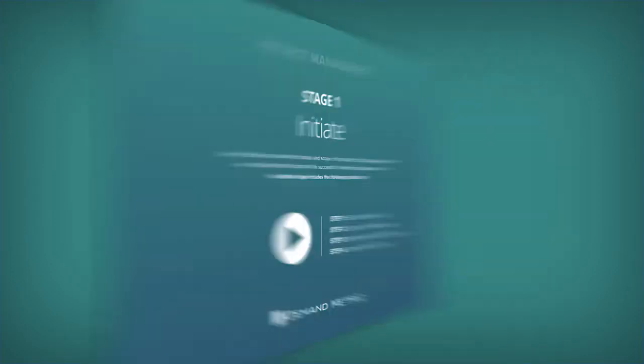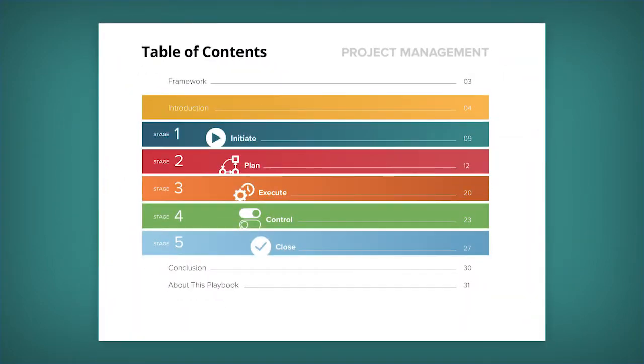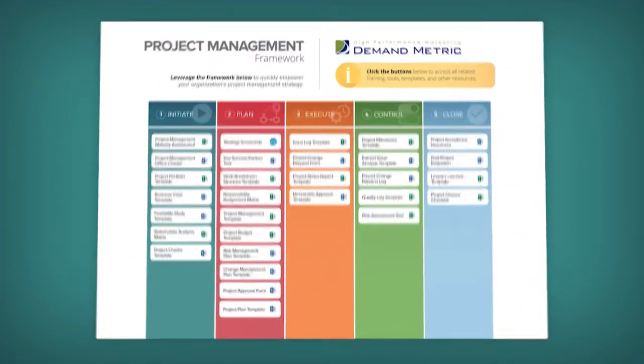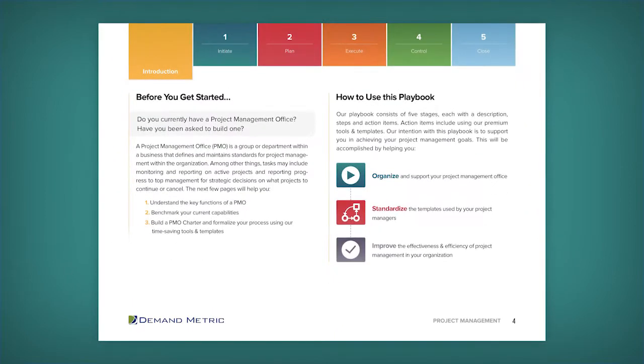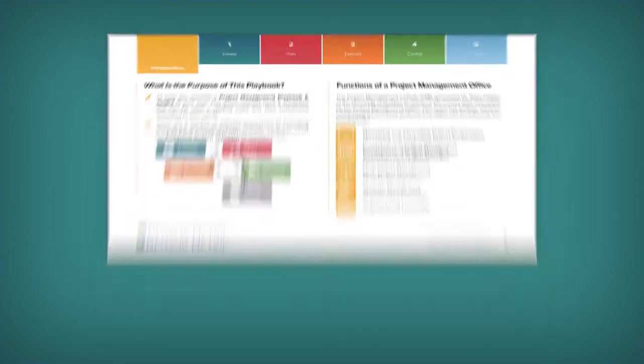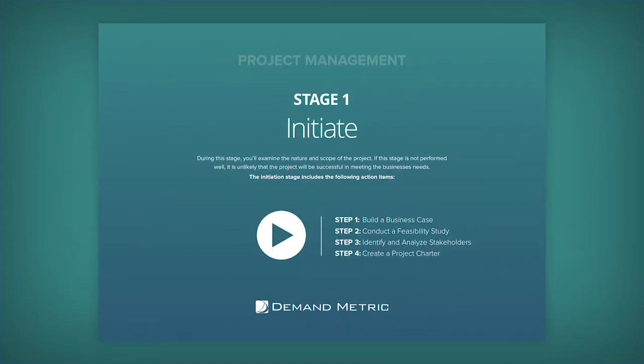Use this step-by-step playbook and set of premium tools and templates to create a comprehensive approach to project management. Each playbook begins with a table of contents and a framework for quick reference to the tools and templates highlighted throughout this step-by-step guide. Our playbooks are filled with links to our practical modern marketing tools, templates, and training, which are organized stage by stage, step by step, starting with Stage 1, Initiate.